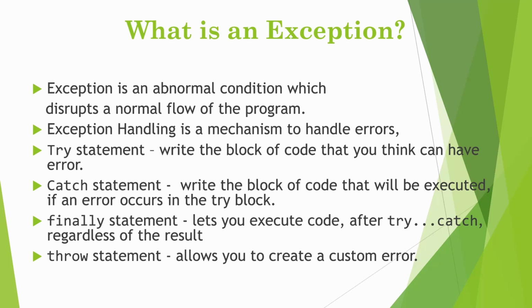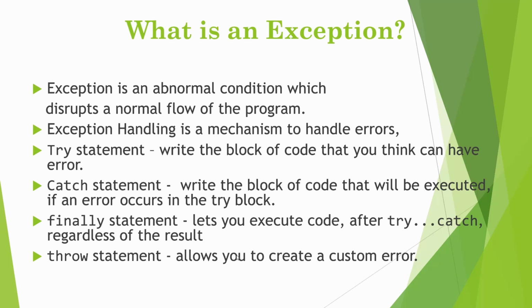If you're having a program, there can be errors while coding. Any abnormal condition in the program which is disrupting the normal flow of the program is called an exception. So exception is a mechanism where you can handle errors. Whenever you feel that some code can have an error, you should write those statements in the try block, and you should write an equivalent exception catching code in the catch statement.